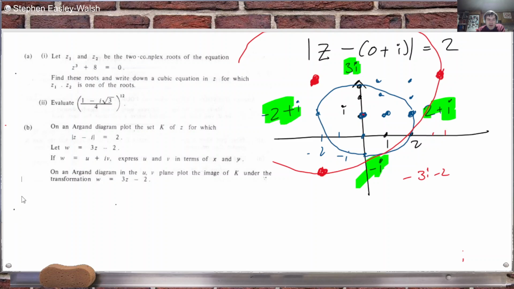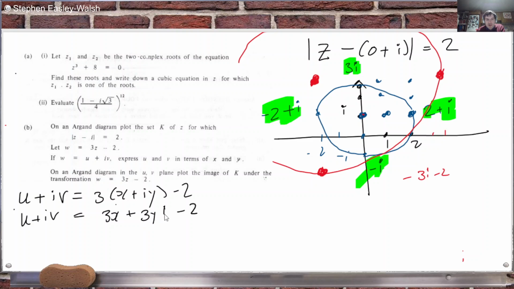So here, w is u plus iv, and z is x plus iy minus 2. So you get u plus iv equals 3x plus 3yi minus 2. So you have u equals 3x minus 2, and v is equal to 3y. And that's better, because you can see kind of more clearly what's happening with your points kind of quicker.